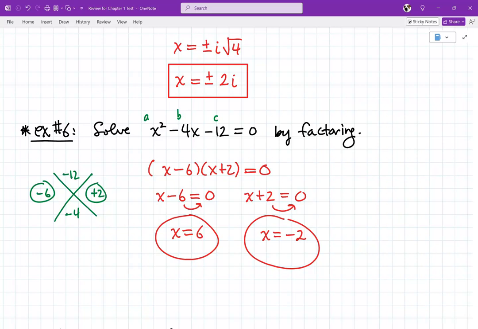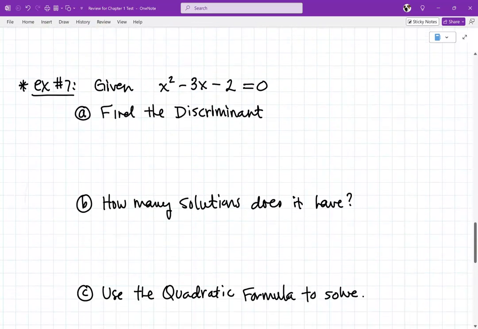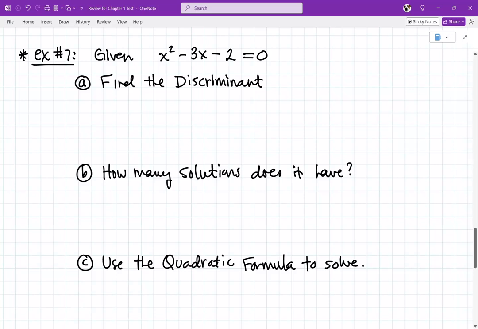Factoring, solving, hopefully everything's okay. This next one is a twofer, two problems in one, because there's going to be one problem on your test that says use the quadratic formula to solve for that. And then there's going to be one problem on your test that says find the discriminant. How many answers does it mean that we have?